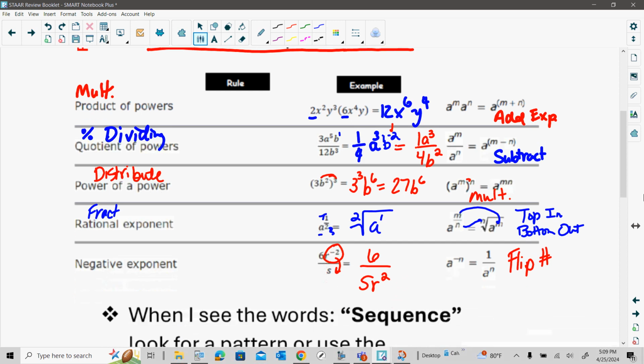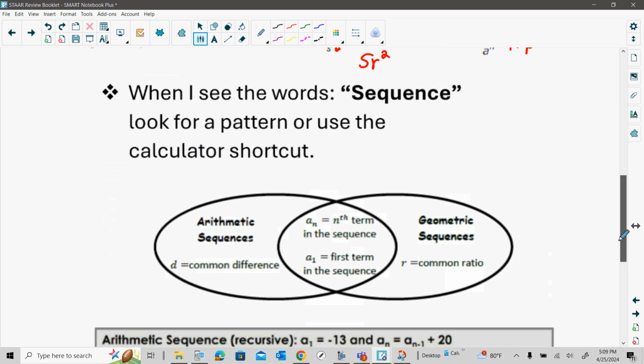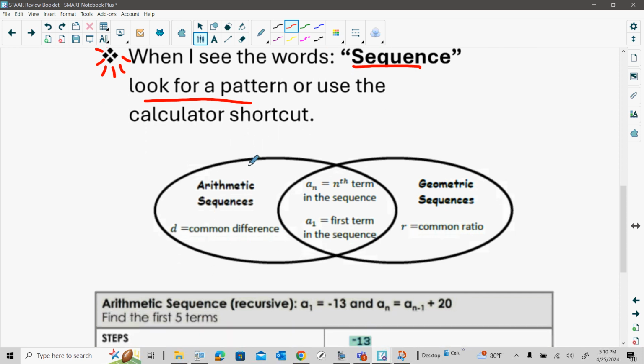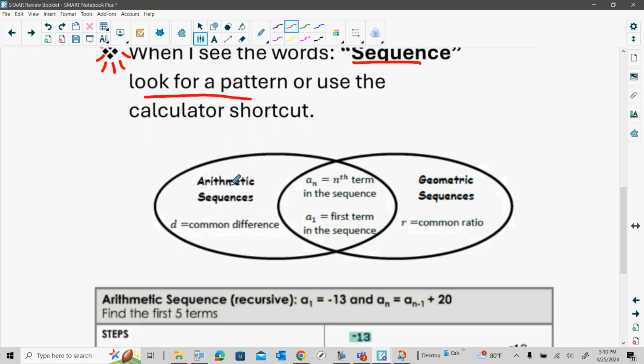Now, sequences, this one, we've kind of just looked for patterns here. We haven't done anything really major on this, but just look for your pattern. And they'll tell you the type of sequence you have based on the pattern you see. So we're looking for a pattern. There is a calculator shortcut, but it's just doing the computation, okay? So arithmetic sequence, the pattern is you're going to have a common difference, and usually that means there's going to be some repeated addition. You're going to be adding every time. For geometric, a common ratio, this means you're going to multiply.